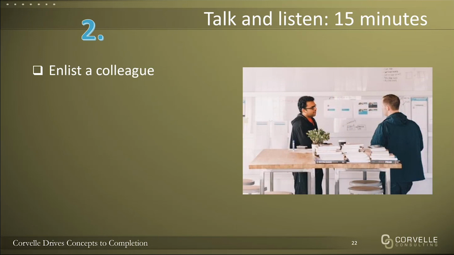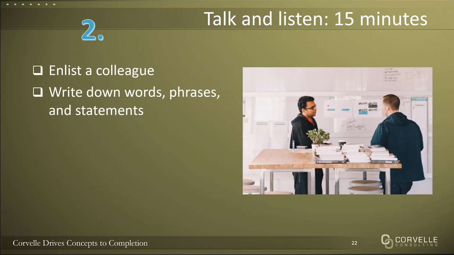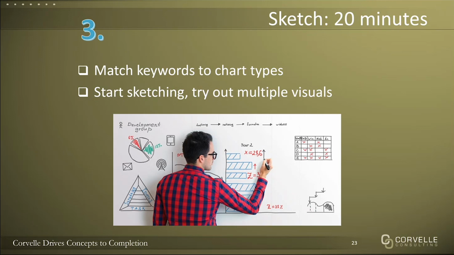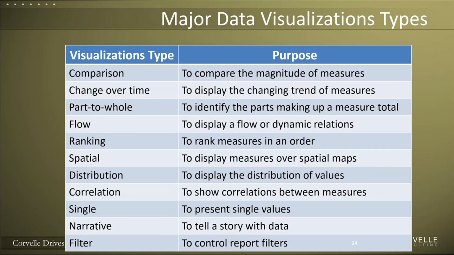Then the next thing that we do is we enlist a colleague to collaborate a little bit. We write down words and phrases and statements. And then we match the keywords we just wrote down to various chart types, and we start to sketch. And we try out multiple visuals. And if we're not sure what visualizations might be best for the data that we have, here's a list that will help you decide what type of chart that you should be using.